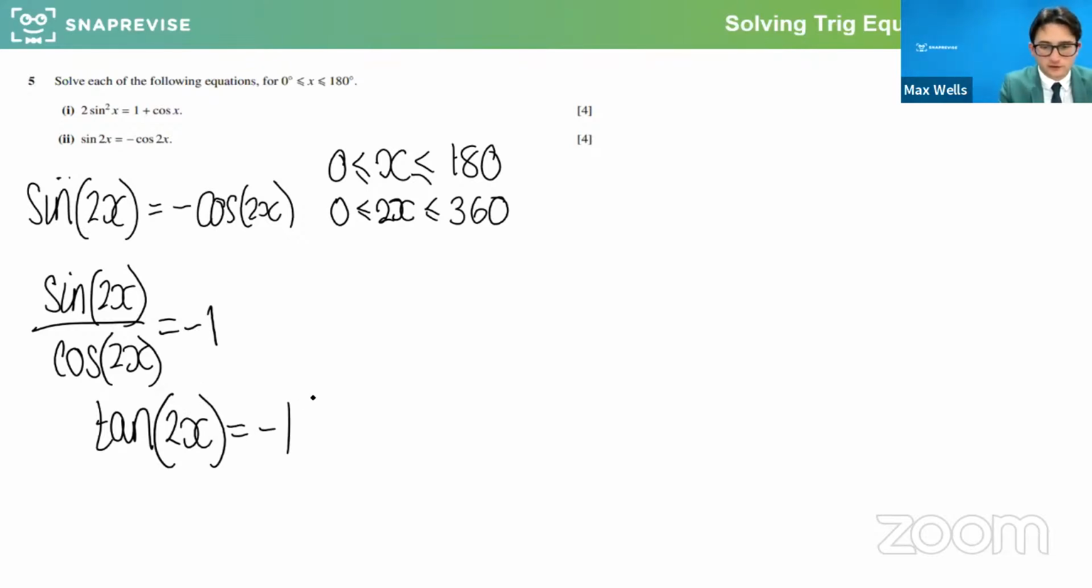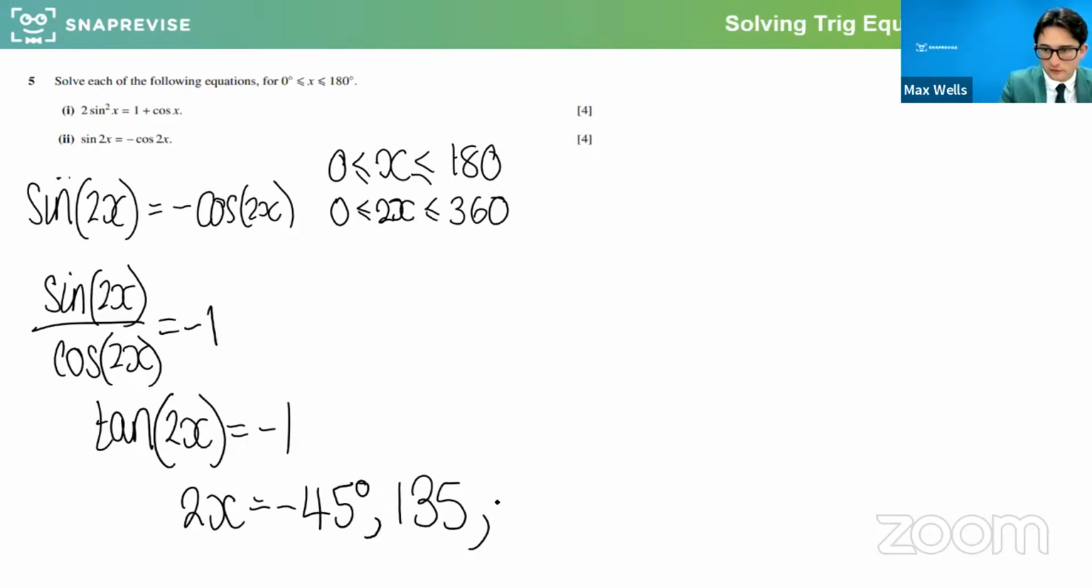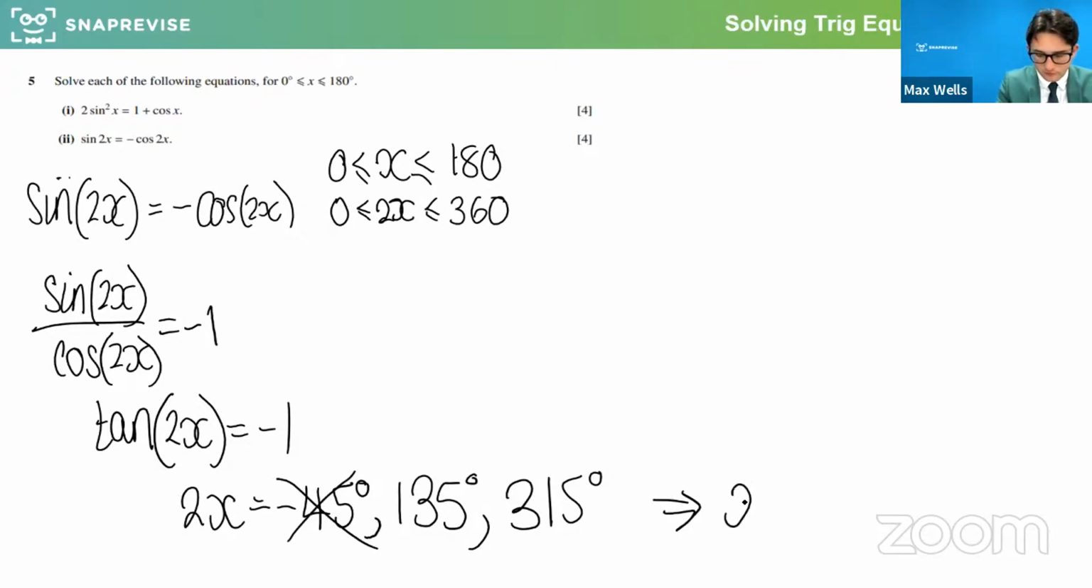So you could find your principal value on the calculator. So 2x is equal to -45 degrees. Remember, tan repeats every 180. So you can add 180 to that value, and you're going to get 135. And if you add 180 again, you're going to get 315. And they're your solutions for 2x. So what I need to do, that's out of range, is half both of those. So x is equal to 67.5.